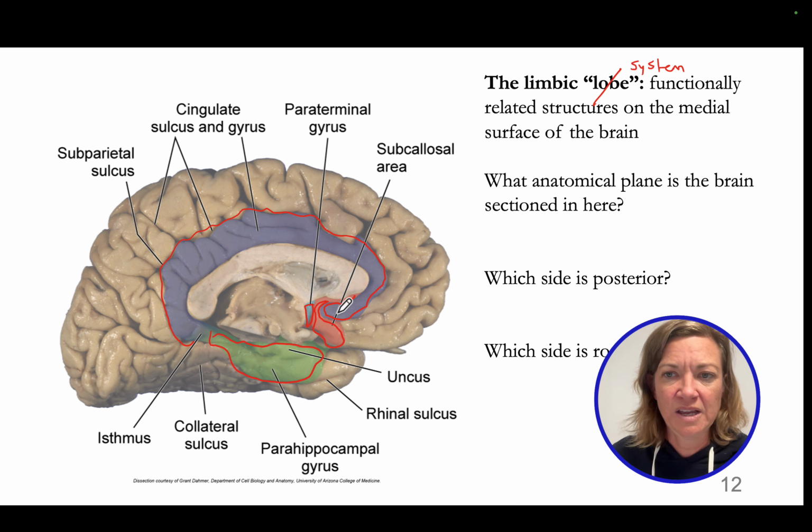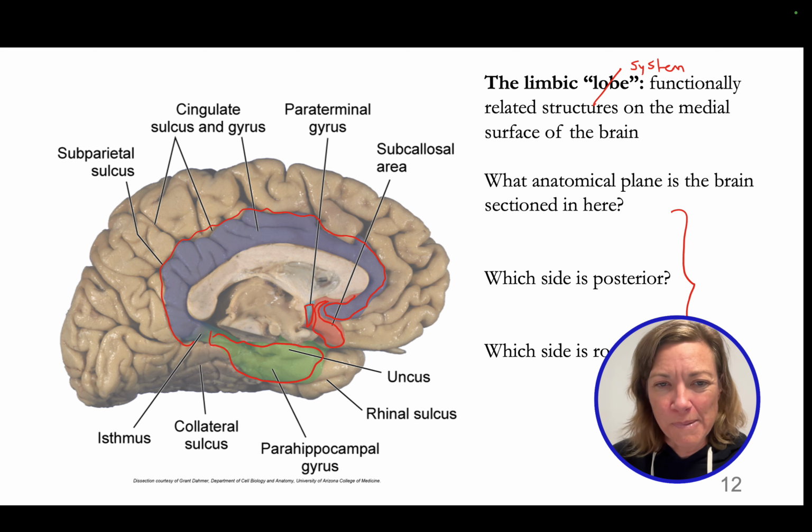And here are some easy warm-up questions. Hopefully they're a walk in the park for you now. Just reminding you, refreshing you, to think about every time you look at the brain: which cerebral hemisphere am I looking at? Where's the front? Where's the back? Every time you look at a hemisphere, orient yourself.